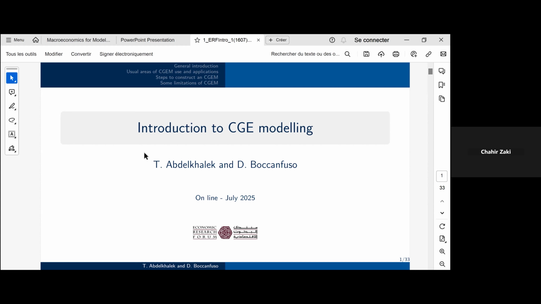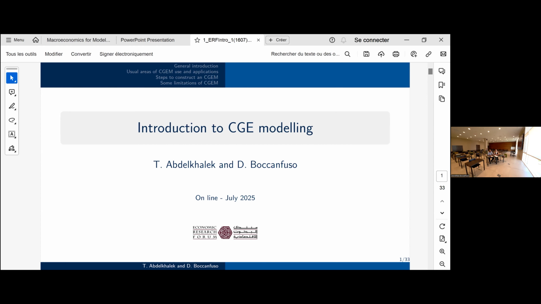Yes, we can. For the first part, we are presenting the introduction of CGE modeling for those of you who do not know what a CGE modeling is, and after that, in the second part of the session, we will present a micro and macro foundation of a CGE modeling. We have to look at some specifications. Just to be clear, my English is not perfect, but the slides are in English. I can explain in English, in French, and in Arabic if you need.